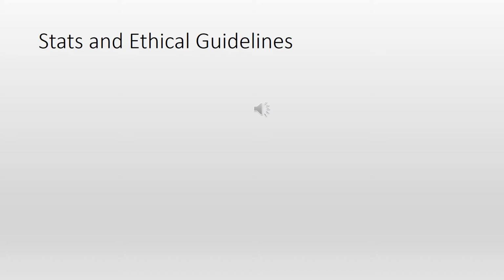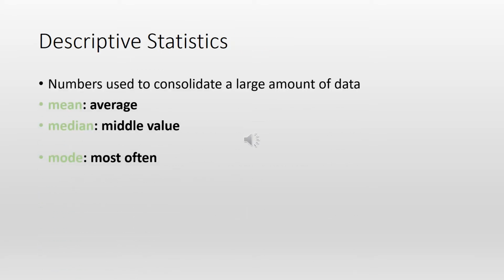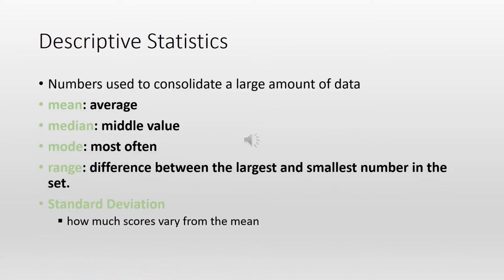In this lesson, we're going to look at statistics used in research and also ethical guidelines when conducting research. You should all be very familiar with these descriptive statistics. Descriptive statistics are just gathering information, taking large amounts of information or data and consolidating it and making sense of it. So first of all, the mean, that's just the average.